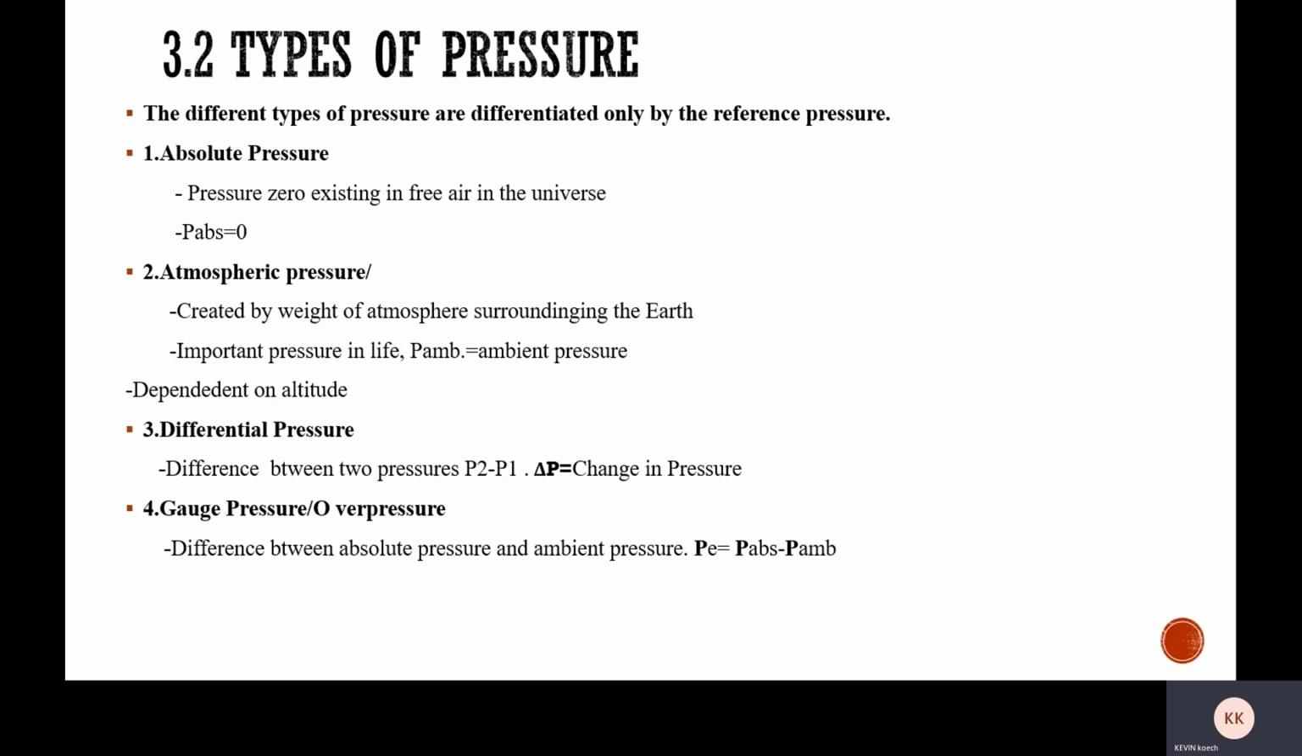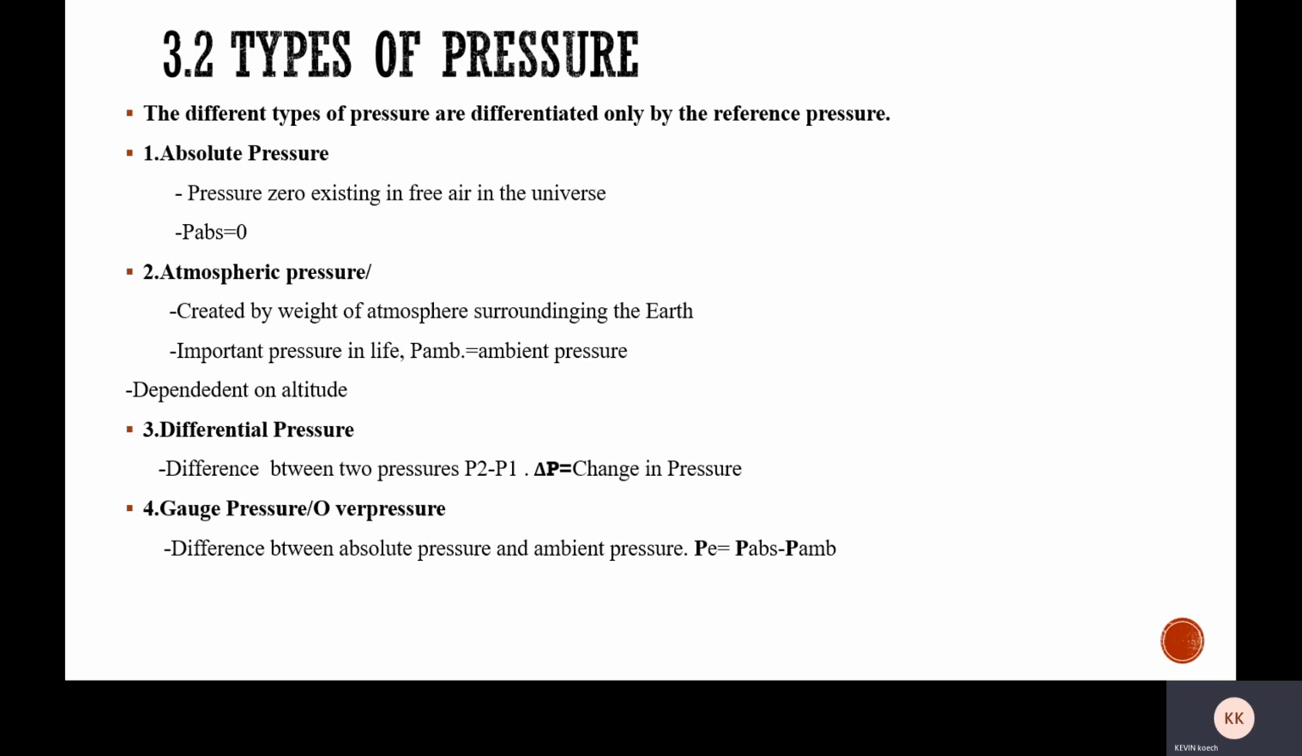It's given as pressure AMB, pressure ambient. It's also dependent on altitude. So the higher you go up, does pressure increase or lower? In a liquid, it depends on depth and height of a container. We will see this in the next subtopic.